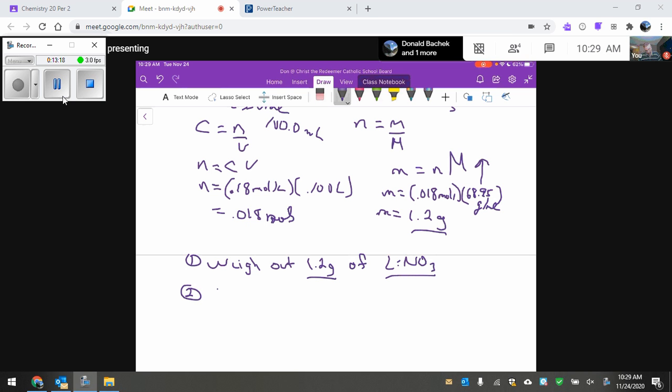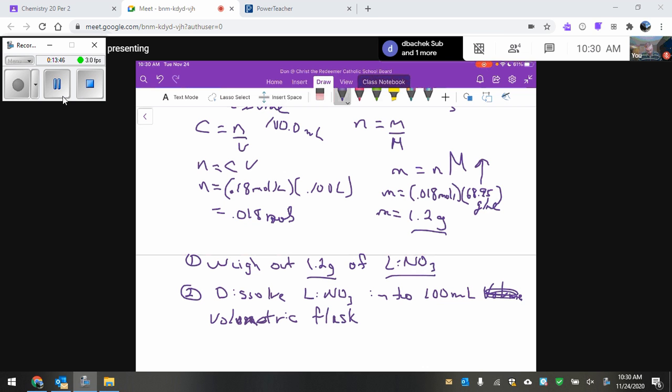We're going to dissolve the lithium nitrate into a 100 milliliter volumetric flask. Okay, so we're going to dissolve the lithium nitrate into a 100 milliliter volumetric flask.